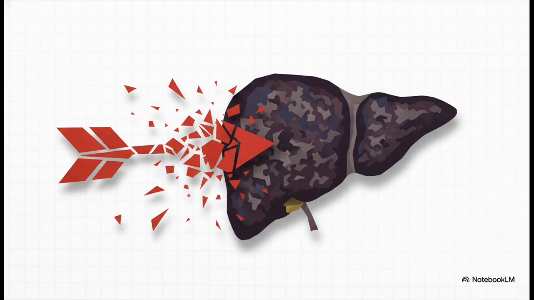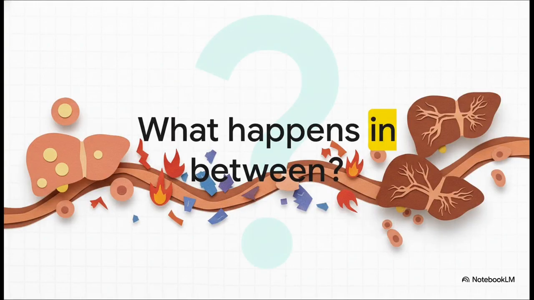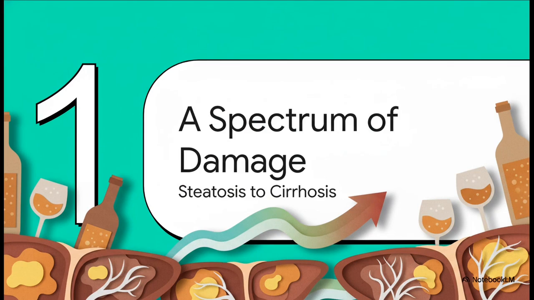And then there's this. This is the end of the line. Cirrhosis. The liver is scarred up, bumpy, and the damage, it's done. It's permanent. The journey from that last slide to this one, well, that's the whole story we need to understand. So that begs the big question, right? What happens in between? How does a liver go from that reversible fatty state all the way to irreversible cirrhosis? That's the journey we're going to map out right now. All right, let's look at this spectrum of damage from that initial steatosis all the way to cirrhosis.